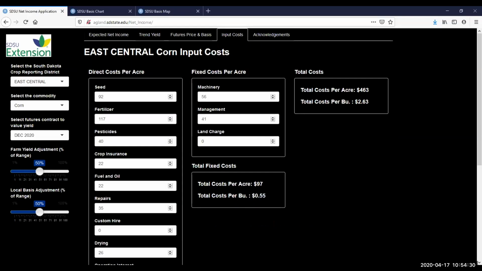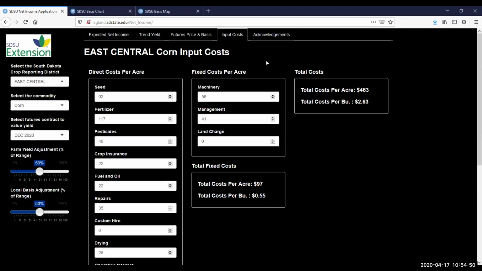Okay. With that, we've got just a short period of time left, and I am going to very quickly show you one of the newer tools that's available from SDSU Extension. This is called, if you look at the top corner there, the SDSU Net Income Application. And Doctors Lisa Elliott and Matt Elliott created this to help us with some of our grain marketing decisions and some of those types of topics.